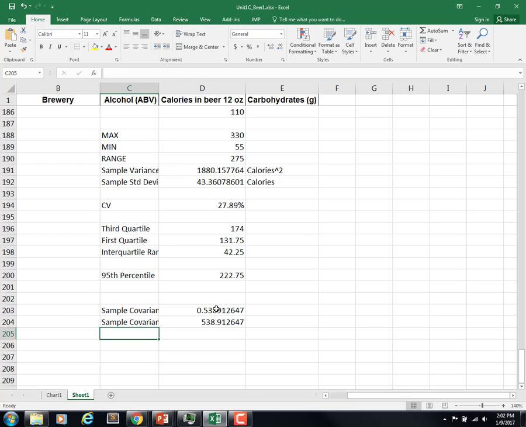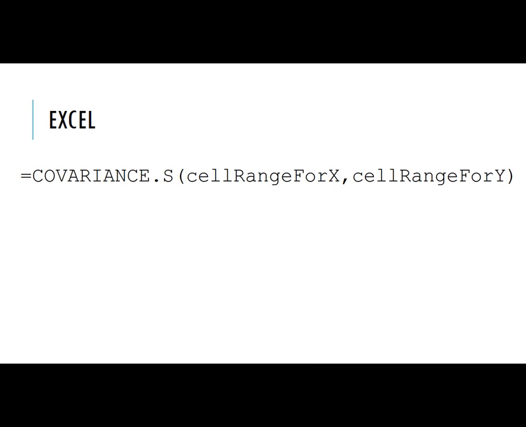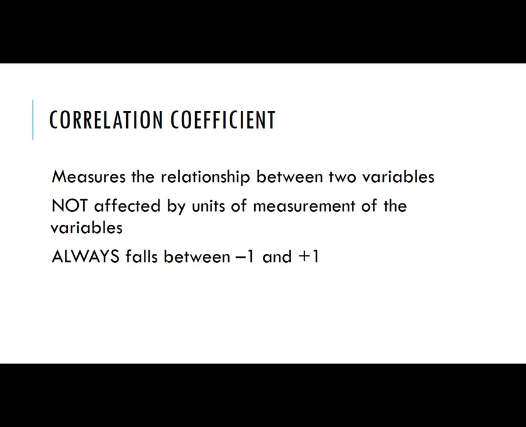Now, the relationship between alcohol content and calories didn't change at all. However, our statistic, our metric did, because we used different units for the calories. So that's one of the drawbacks of covariance. To combat that, we have a different statistic called the correlation coefficient. Again, it measures the linear relationship between two variables, and it's not affected by the units of measurement of the variables. It always falls between -1 and +1 inclusively.